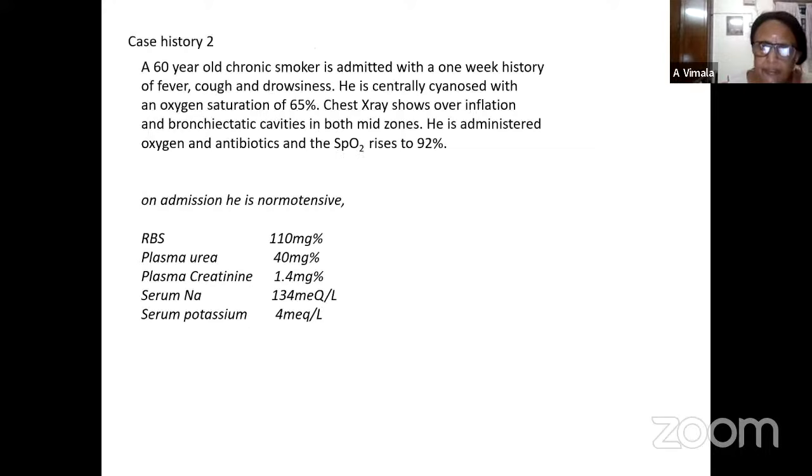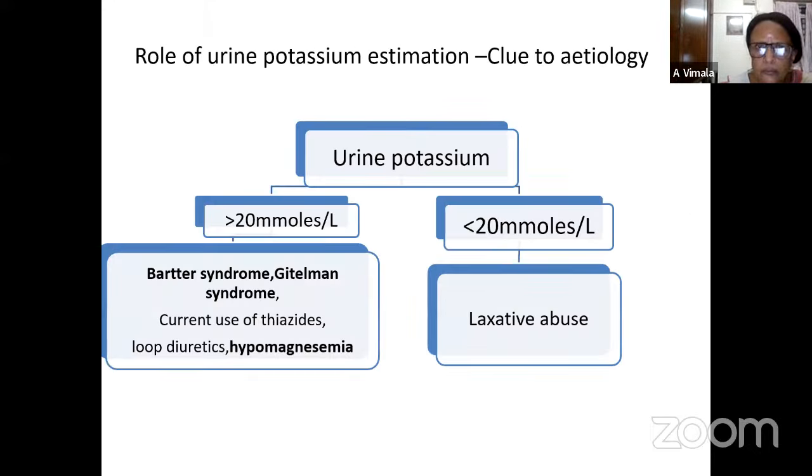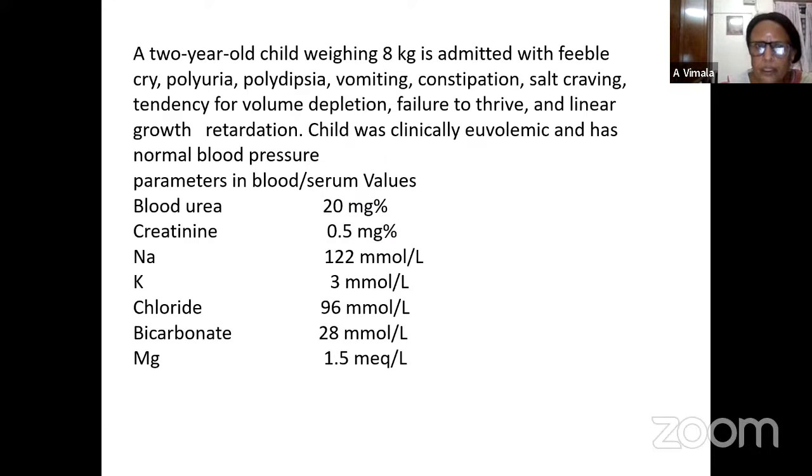Okay. Now let us see the next case, which is a little complicated. So I think we'll go to the third case first and then come back to this. This is the story of a 2-year-old child weighing 8 kg, admitted with feeble cry, polyuria, polydipsia, vomiting, constipation, salt craving, tendency for volume depletion, failure to thrive, growth retardation.